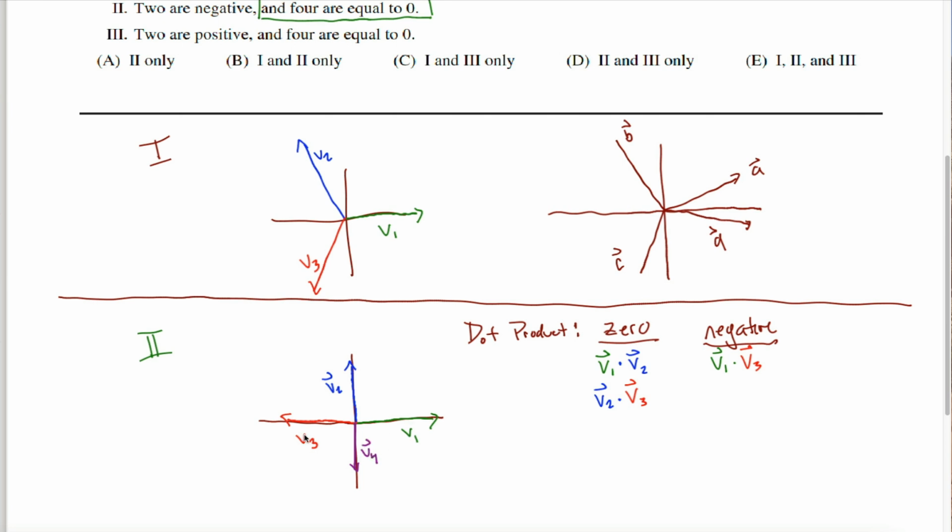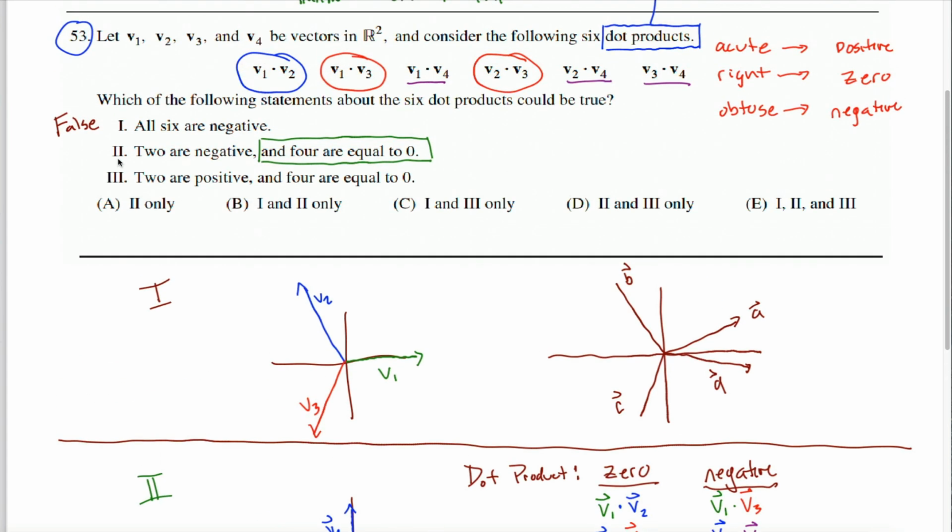v1 and v4 and v3 and v4 are clearly perpendicular, so their dot product is 0, but the angle between v2 and v4 is 180 degrees, therefore the dot product is negative. Adding that to our little list over here, we see that we have 4 pairs of vectors that have a 0 dot product and 2 pairs of vectors that have a negative dot product. We've satisfied the criteria for statement 2.